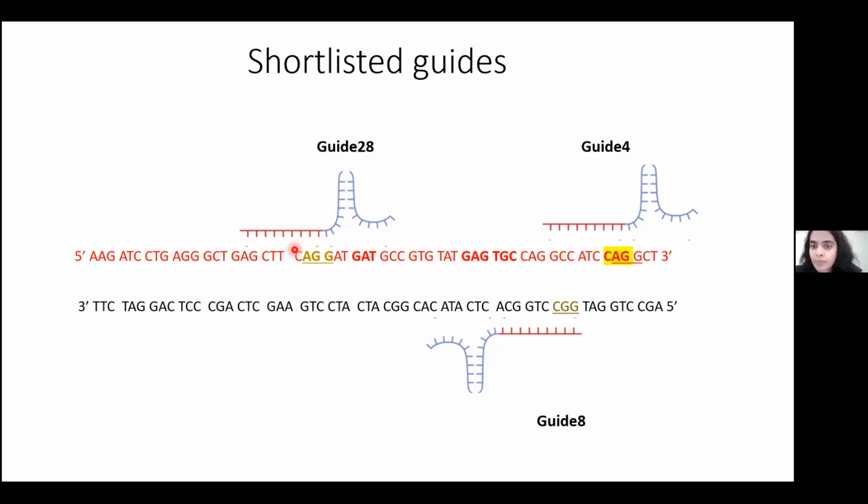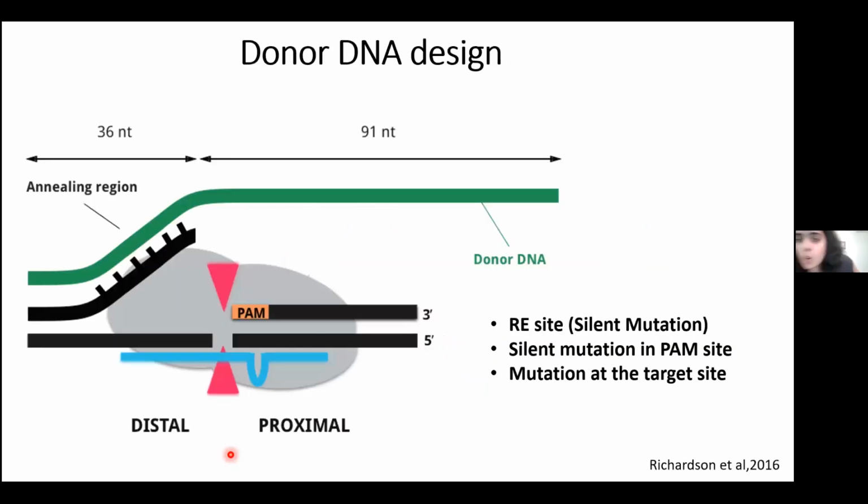The next step is to design the donor DNA. For the donor DNA design, what's important is that your donor DNA has a restriction enzyme site with a silent mutation for screening purposes. It has a silent mutation in the PAM site so that the cutting doesn't happen again. And after the donor DNA is incorporated, of course, there's the mutation of interest at the target site. So in this example, my guide RNA is a forward guide. It binds to the reverse strand, and the cut is made such that the forward strand of the DNA complex is set free.